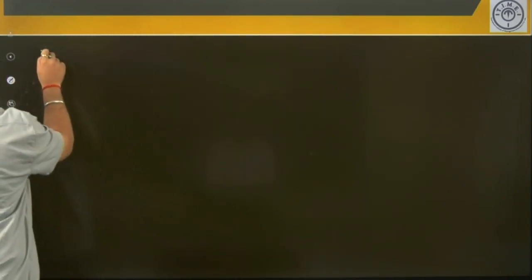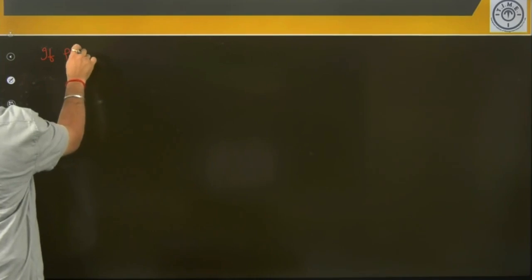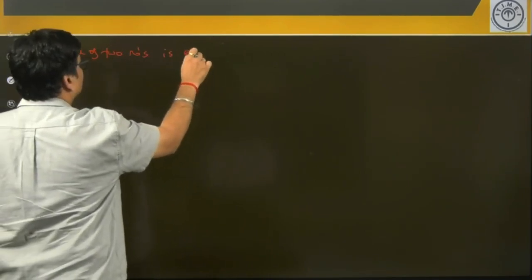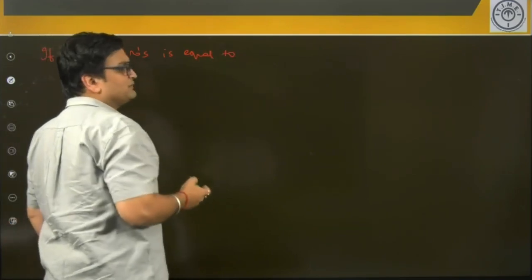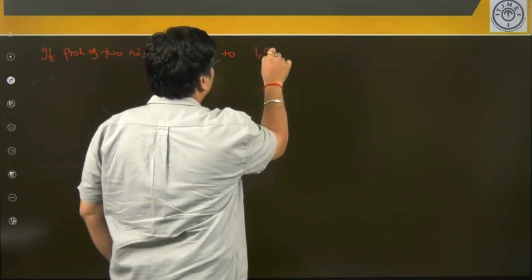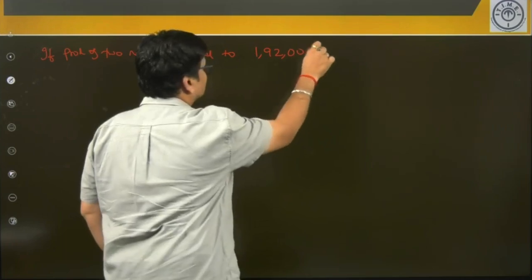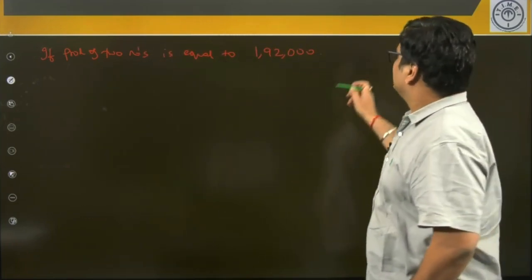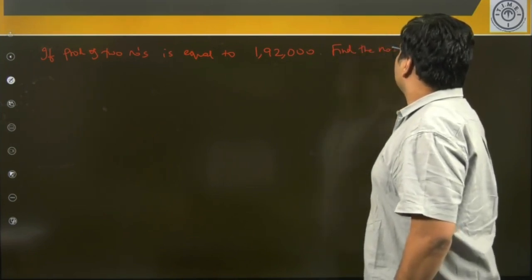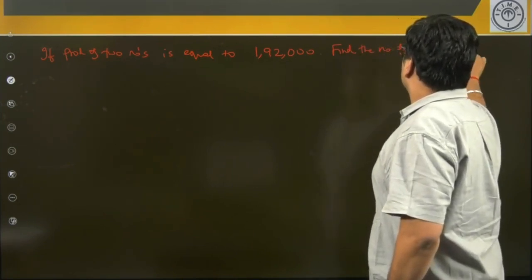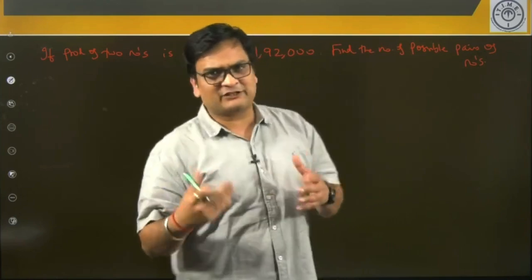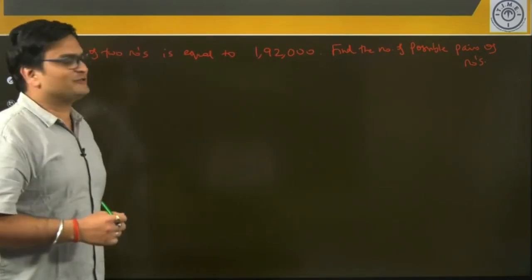Let's say the question is something like this: if the product of two numbers is equal to 1,92,000, find the number of possible pairs of numbers. How many such pairs of numbers are possible whose product is 1,92,000?